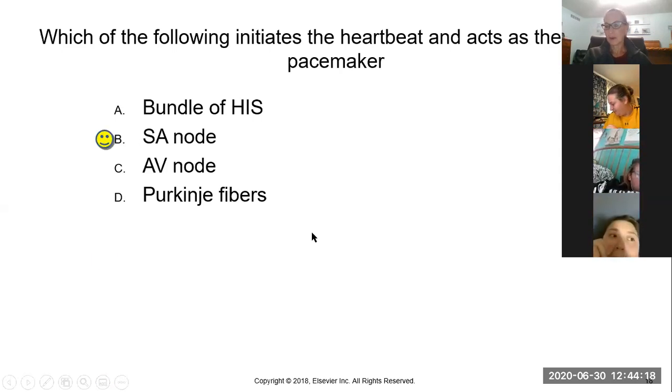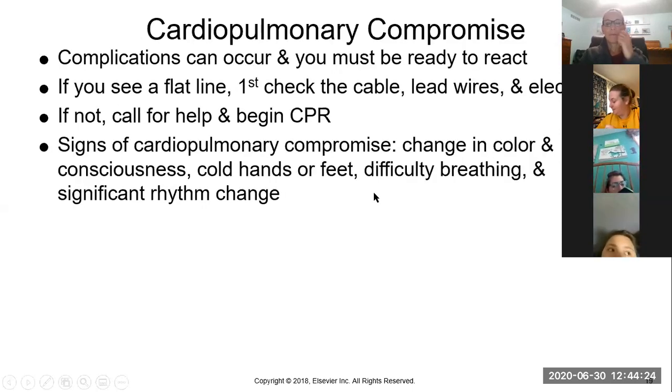All right. So we all know that's the SA node. I can't harp on that one enough, huh? All right. So let's get moving here. Some cardiopulmonary compromise. All right. So complications can occur when you're doing an EKG. Okay. So you guys need to be ready to react.